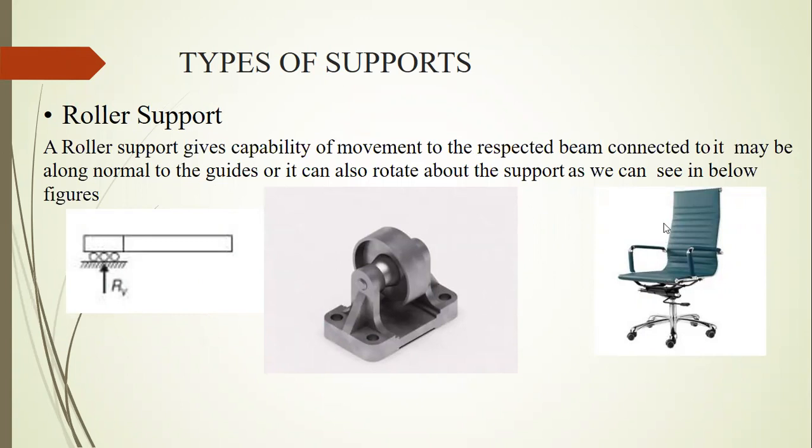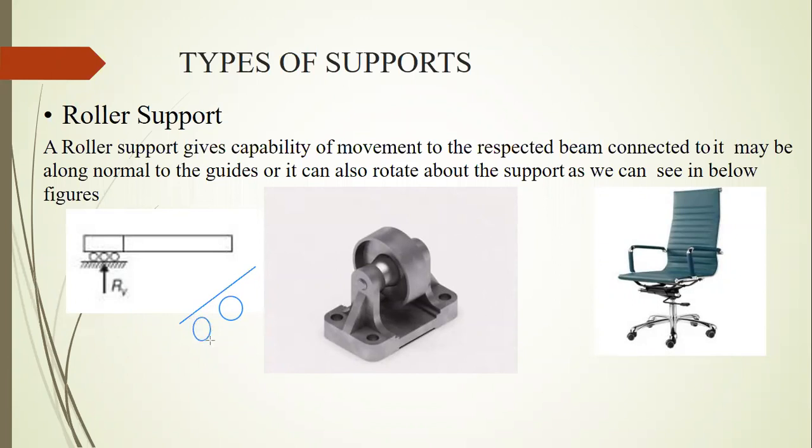Suppose you sit on the chair, it does not move because you are applying the load in the vertical direction. In the roller support, the reaction will not always be vertical; it will always be perpendicular to the surface. For example, if the roller is on an inclined support, then the reaction will be perpendicular to this inclined surface.